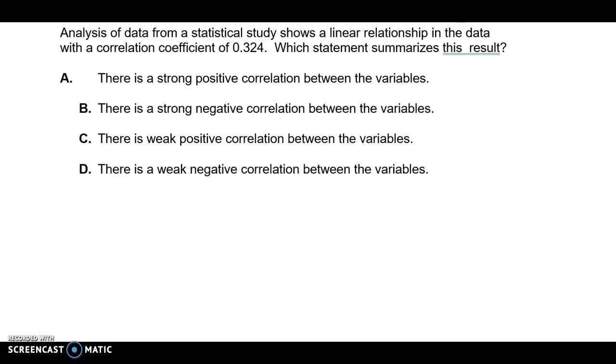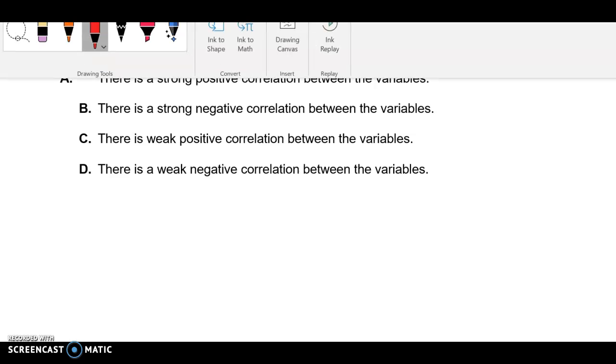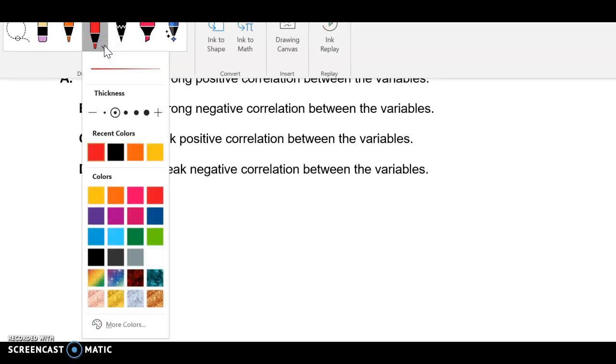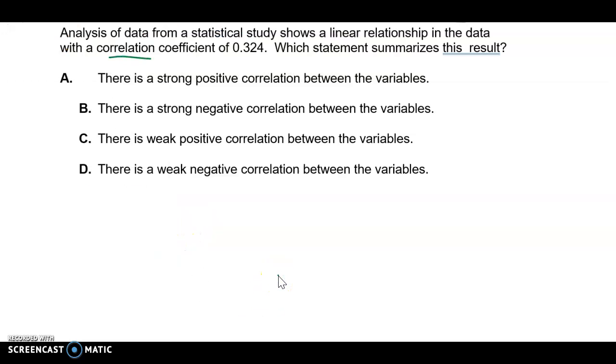Analysis of data from statistical studies shows a linear relationship. The correlation coefficient, that's the R, is this. Which statement summarizes it? Okay, it's not strong, it's not negative, and so it would be a weak positive.